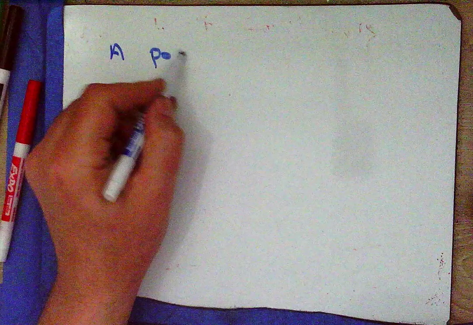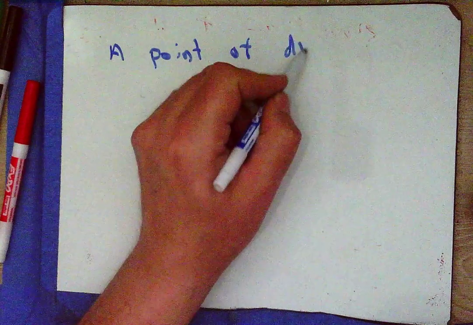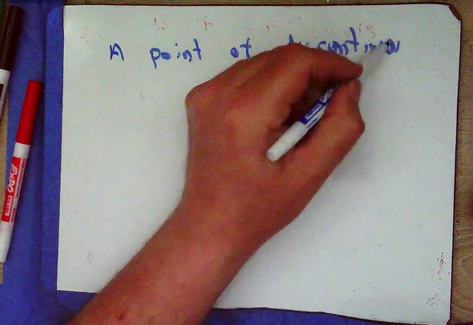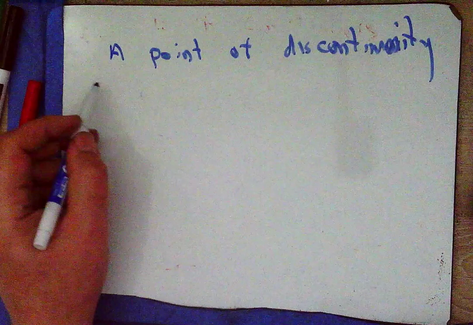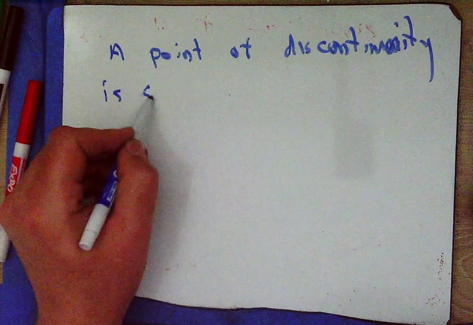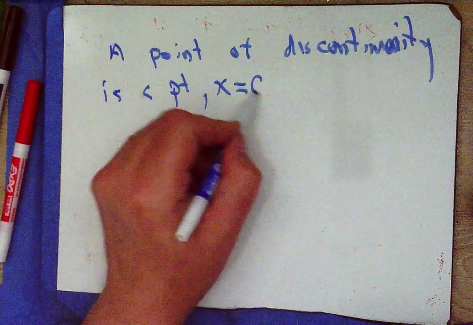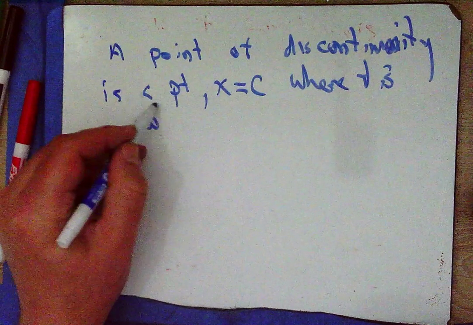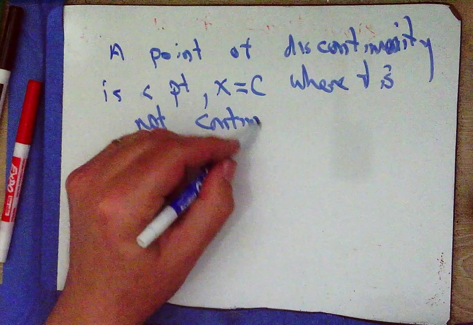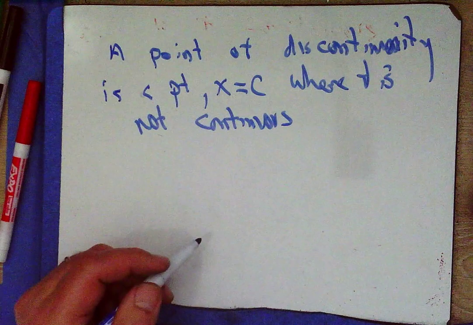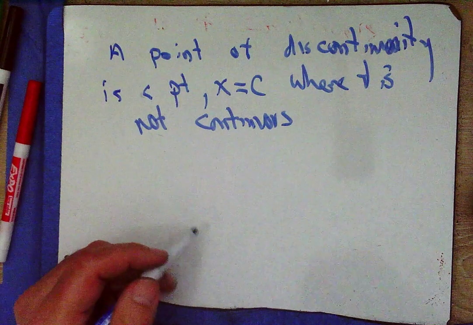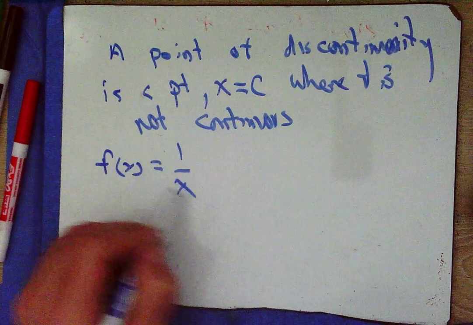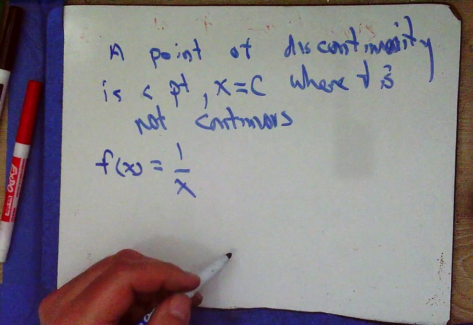A point of discontinuity is a point x equals c where f is not continuous. So let's see what we can say about f of x equals 1 over x. Here's a function.